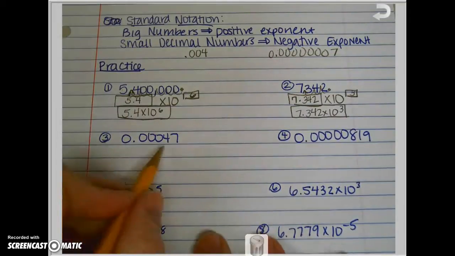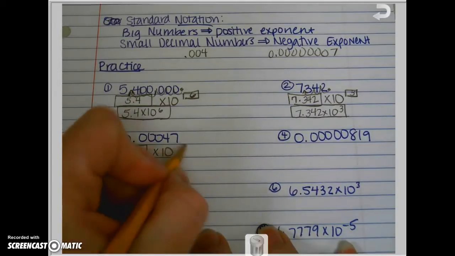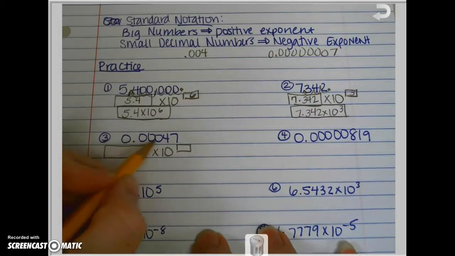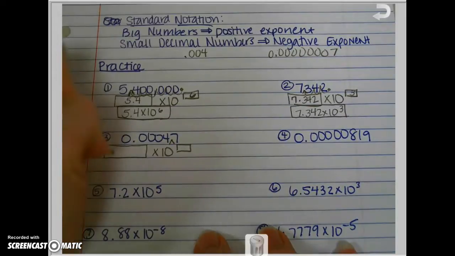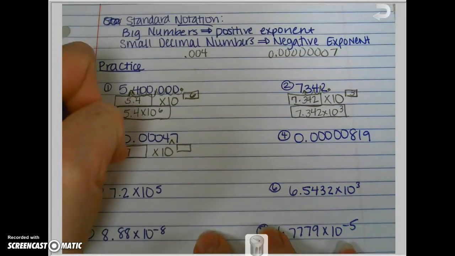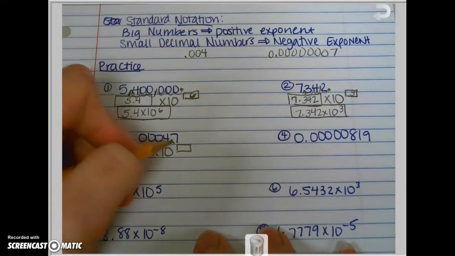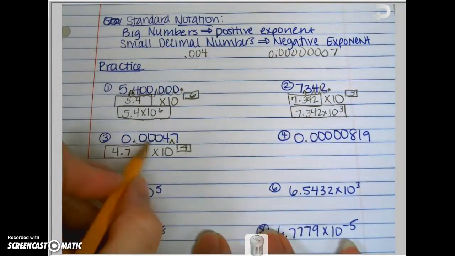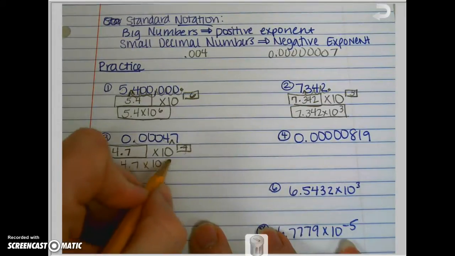Number 3, same thing here. Write it in scientific notation: a number times 10 to an exponent. Now this is a really small decimal number, but I'm still going to do the same thing. Look for a place where I can put my decimal so it's between 1 and 10. If I move it in between the 4 and the 7, I get 4.7. Then 1, 2, 3, 4. Now here's the thing, it has to be a negative 4 because this is a very small decimal number. 4.7 times 10 to the negative 4th power.